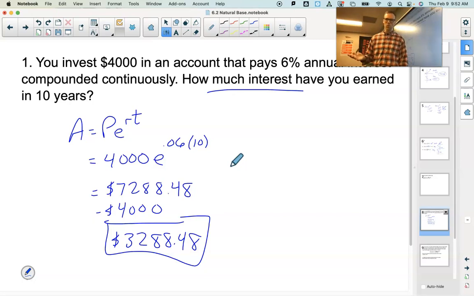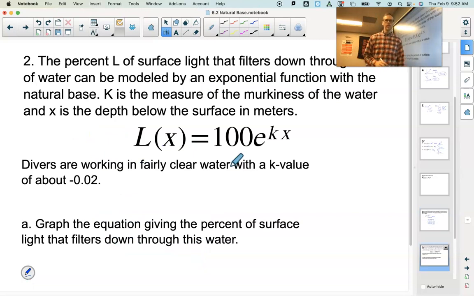And the answer to that is nowhere. So I'd like to start with a money example because that's what we're familiar with, compound interest. But let's take this concept and apply it to a natural situation where something would be compounded continuously. Let's talk about how much light filters down through a body of water. So picture a lake, picture an ocean.